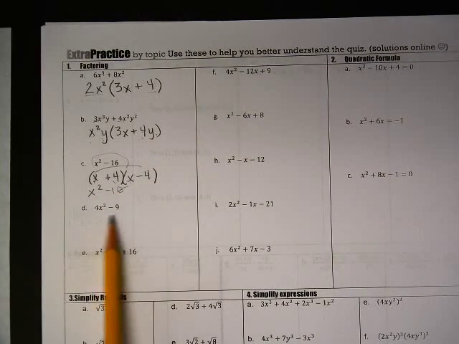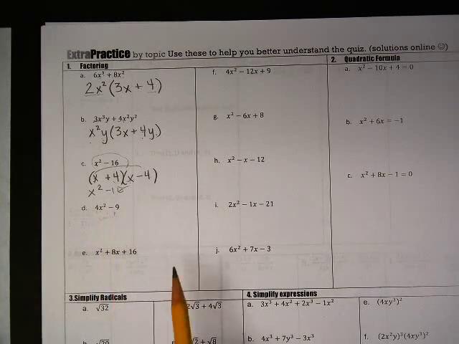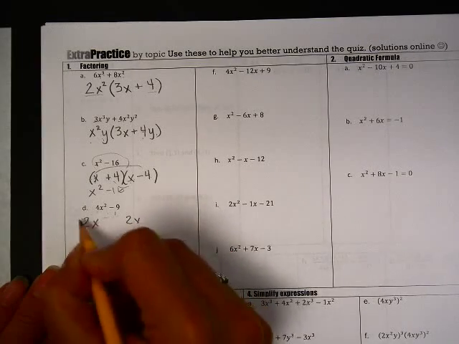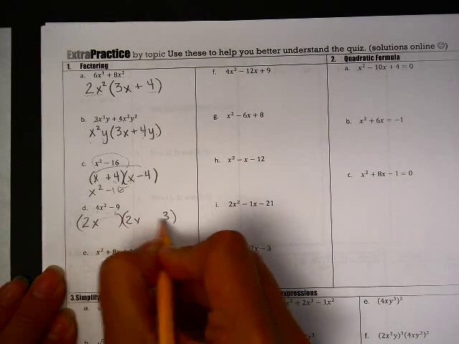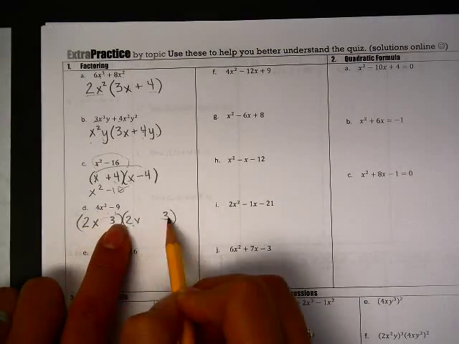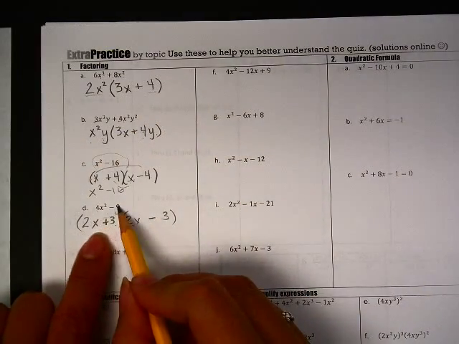Now, that's really nice because that's exactly the same thing you do here. 4 is a perfect square, 9 is a perfect square, it's a difference. So if I do the same thing and split up 2x and 2x, and split up 3 and 3. So 2x times 2x is 4x squared, 3 times 3 is 9, but I need one to be positive and one to be negative in order to get my answer.